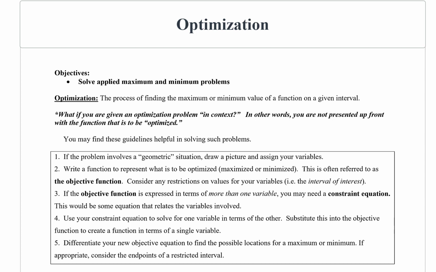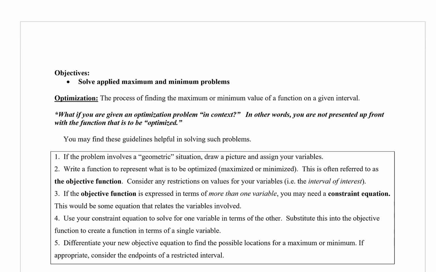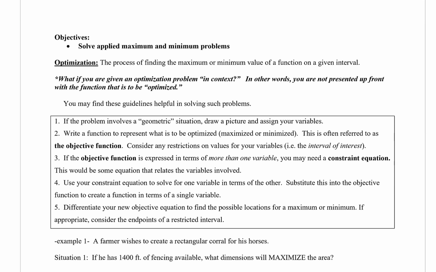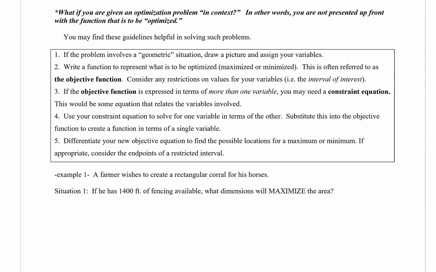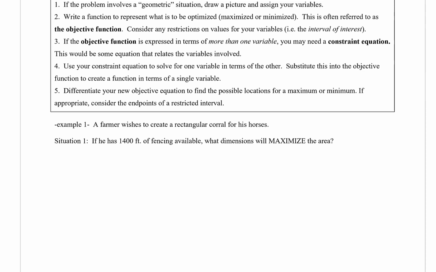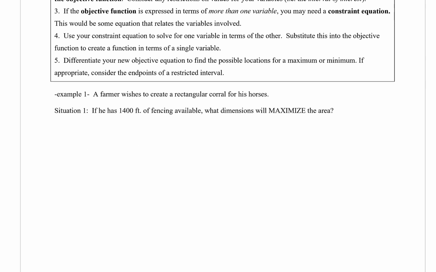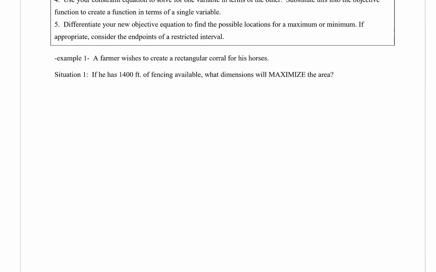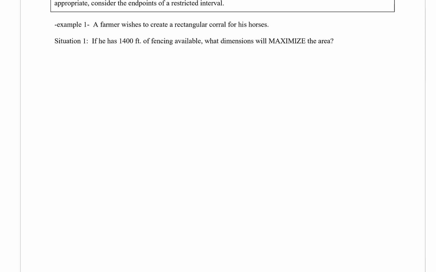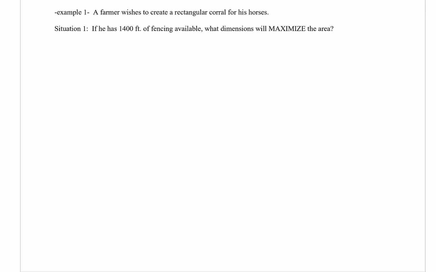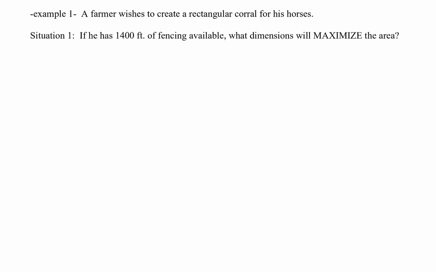5. Differentiate your new objective equation to find the possible locations for a maximum or minimum. If appropriate, consider the endpoints of a restricted interval. Example 1. A farmer wishes to create a rectangular corral for his horses. Situation 1. If he has 1,400 feet of fencing available, what dimensions will maximize the area?